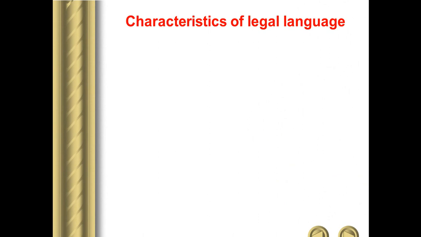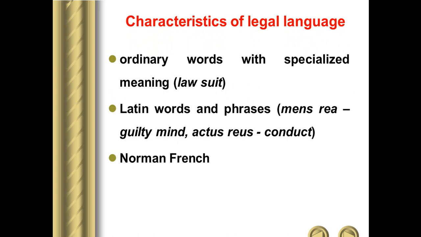So we move on a little bit to the characteristics of legal language. Did you see any differences between legal language and ordinary language? Can you see? Yes. So, in legal language, we might use ordinary words with specialized meaning. For example, you know the word suit in its general meaning, the clothing, right, the suit. But what does it mean by the term lawsuit? Is it a suit of law? No, right? Lawsuit, law case.